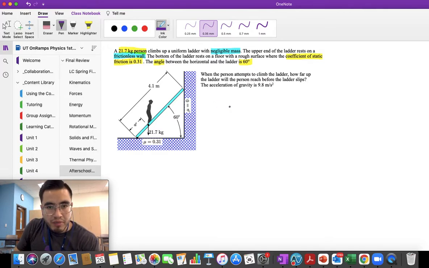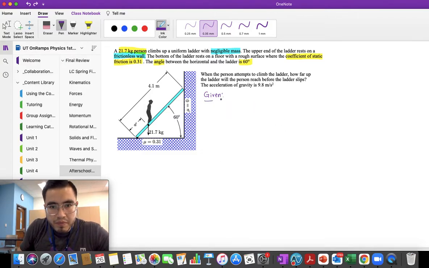As you know, this problem is about torque, and we'll deal with torque right now. So given, we have, let's try that again, just one mass, so mass m, that is 21.7 kilograms. We have coefficient of static friction, mu sub s, 0.31, no units for that one.